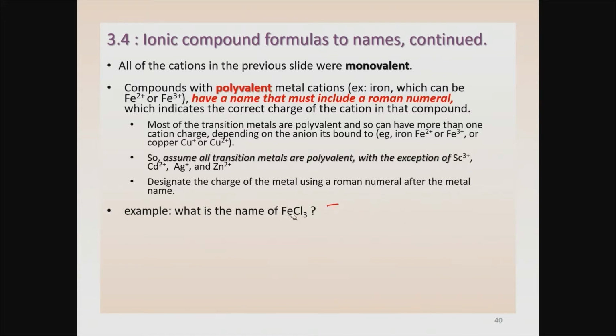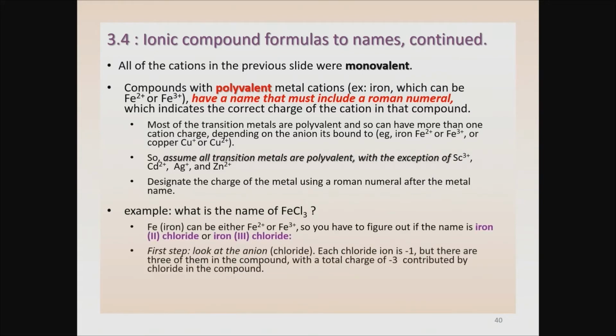So how do you figure that out? The way you do that is as follows. The first step is in that formula you look at the anion, which is chloride. Now chloride is monovalent. It can only have a particular charge, and that particular charge is -1. Now if you look at FeCl3, you will see that there are 3 chloride ions there. So the total charge contributed by chloride ions is -1 per chloride times 3 chloride ions, so a total charge contributed by the chloride of -3.